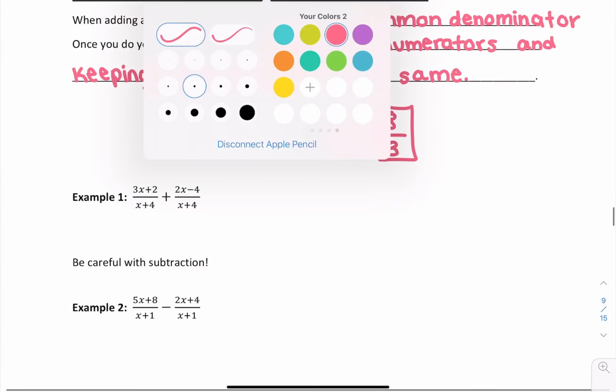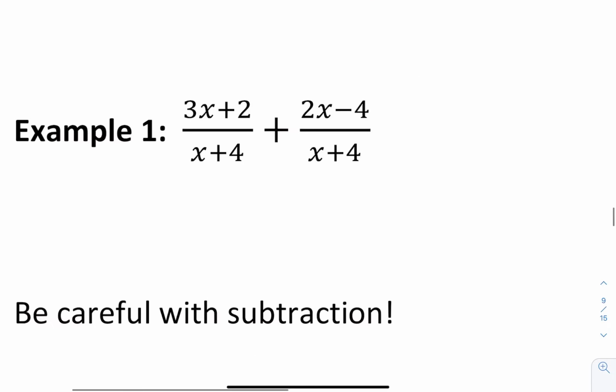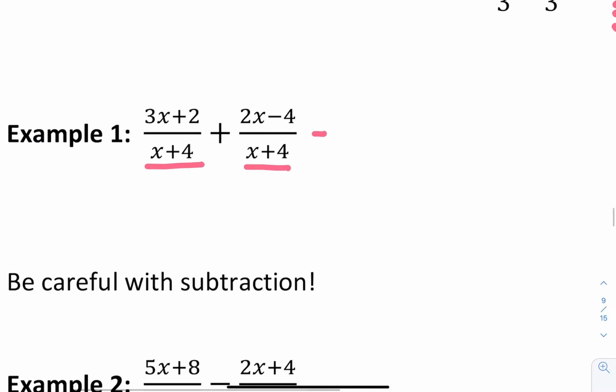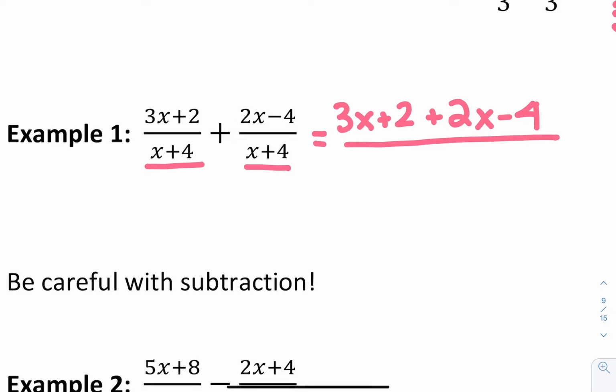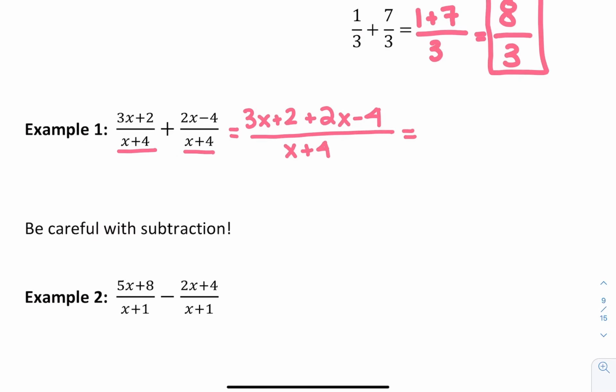Now let's try that if we have two rational expressions. So in this first example, our denominators are the same, so we can go ahead and combine the numerators. So I'm just going to write this as 3x plus 2 plus 2x minus 4 all over the same denominator. We don't add the denominators, we just keep it the same. Now let's combine. We have some like terms in the numerator, so the 3x plus 2x is 5x. And the 2 minus 4 is minus 2, all over x plus 4. And there you have your final answer.